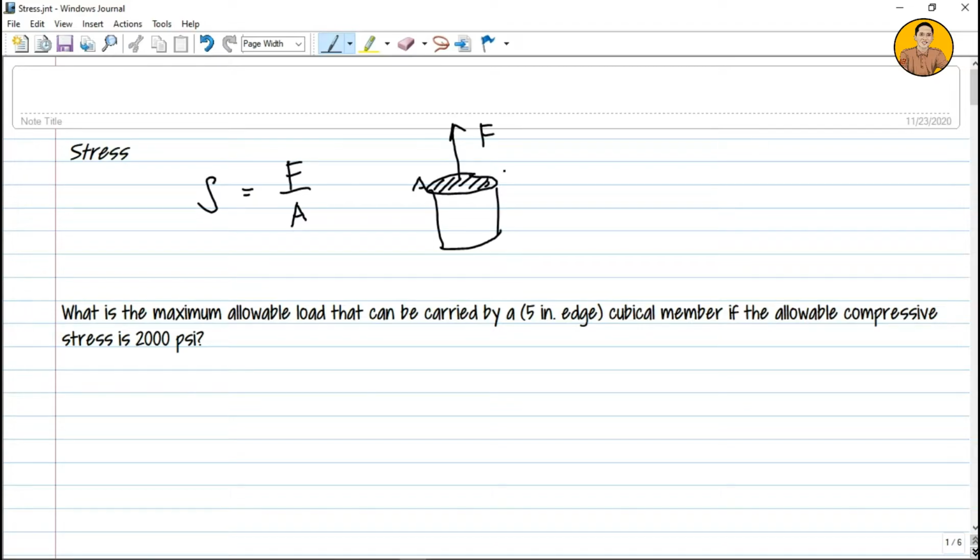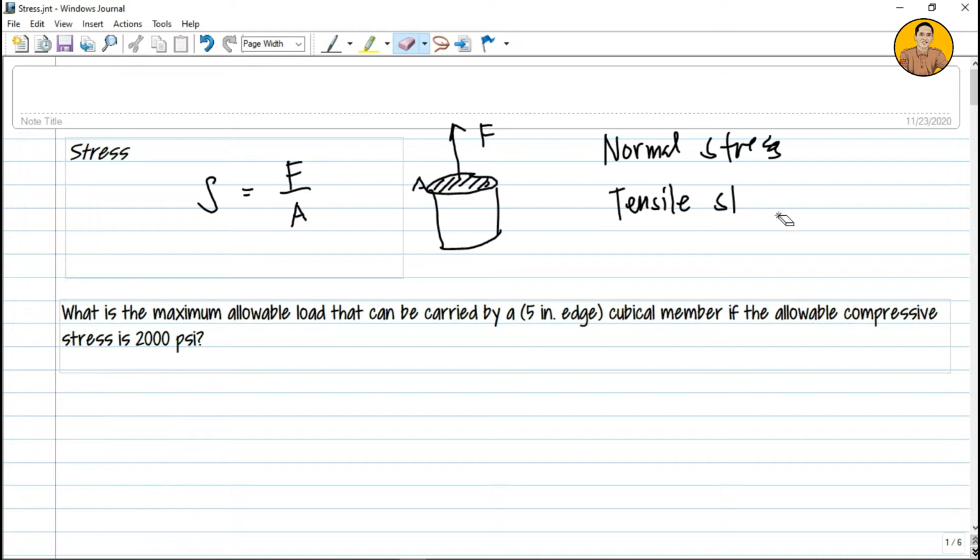Now if the force is perpendicular to the area, that's what we call a normal stress. Okay, normal stress. So normal stress, meron tayong dalawang klase niyan. It's either tensile stress. So tensile stress if the force is going away. Okay, that is going away from the area. So for example here, it tends to lengthen this member. So going away from the area, that is tensile stress.